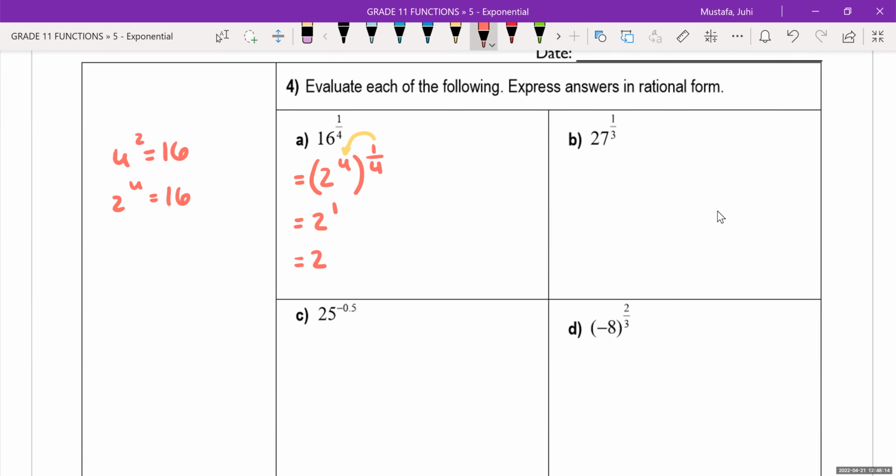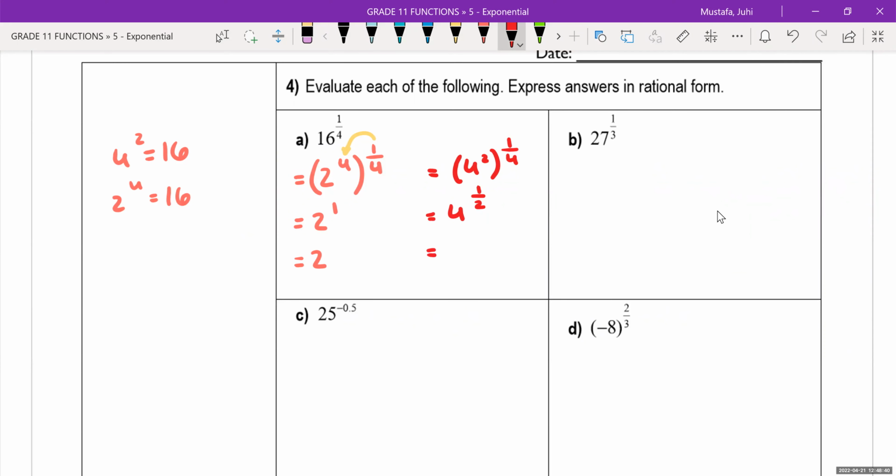Let's say we were not so strategic. Let's say we didn't think of 2 to the power of 4. We just thought of 4 squared. So let's solve the question again. And this time, let's say we pick 4 squared. So 4 squared to the power of 1 over 4. Okay. What is 2 times a quarter? A half.